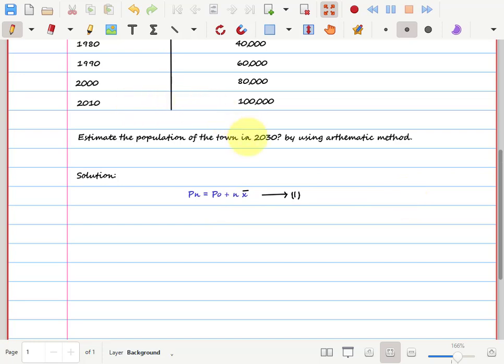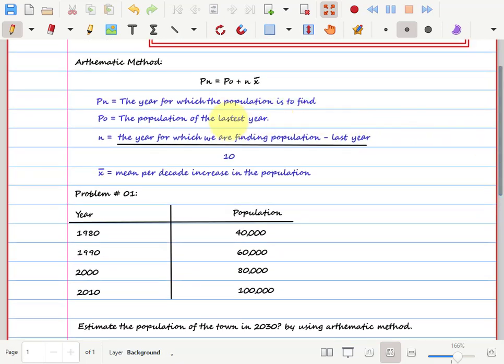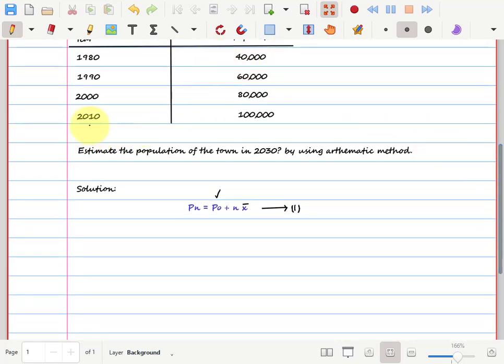Do we have P naught? The first thing we need to see is P naught. What does P naught mean? P naught is the population of the latest year, right? So the population of the latest year is given to us here. The last year is 2010, right? So the population given is 100,000. This is going to be our P naught. So we got P naught. Now we need n and x bar. What is n? n is the year for which we are finding the population minus last year divided by decade, right?